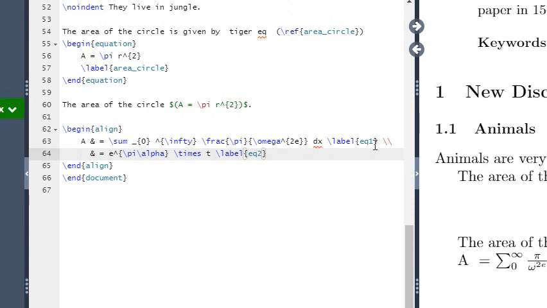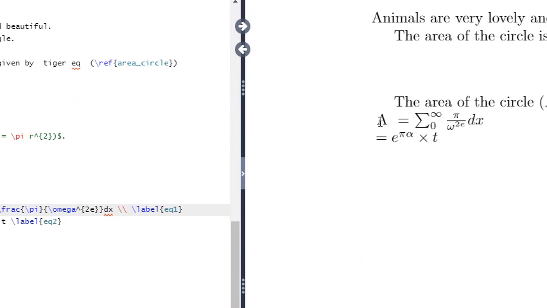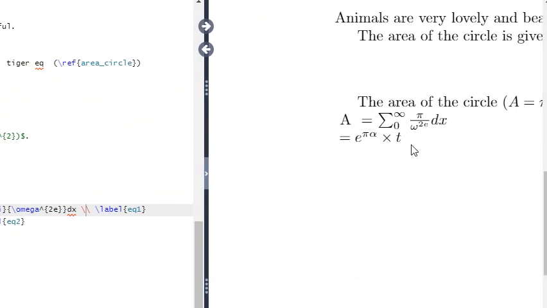Now here is a double slash. This double slash means that a new line has been started. This is very necessary in your equation. And let's see the output now. The output would be in this way. We are giving equation 1 and equation 2 in an aligned manner.